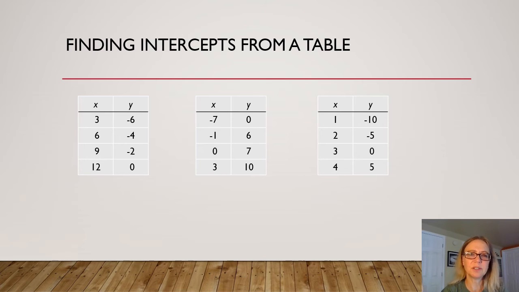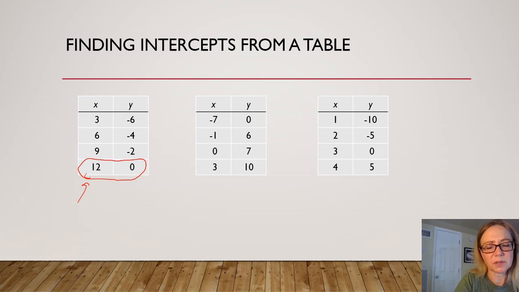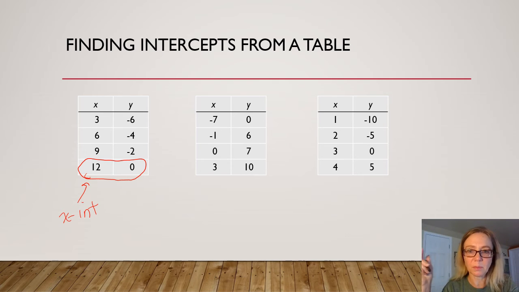All right, now we're going to find x and y-intercepts by examining a table. Sometimes this is a little bit like a puzzle, but it's not hard to figure out. Now, in the first table, this 12, 0 is the x-intercept. So that was just straight up given to me. So remember, when y is 0, that's the x-intercept. But notice we don't see x equals 0.